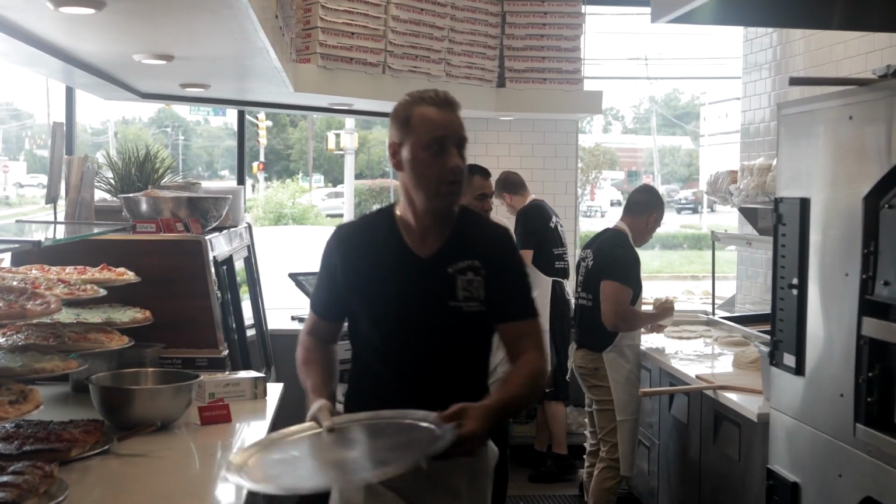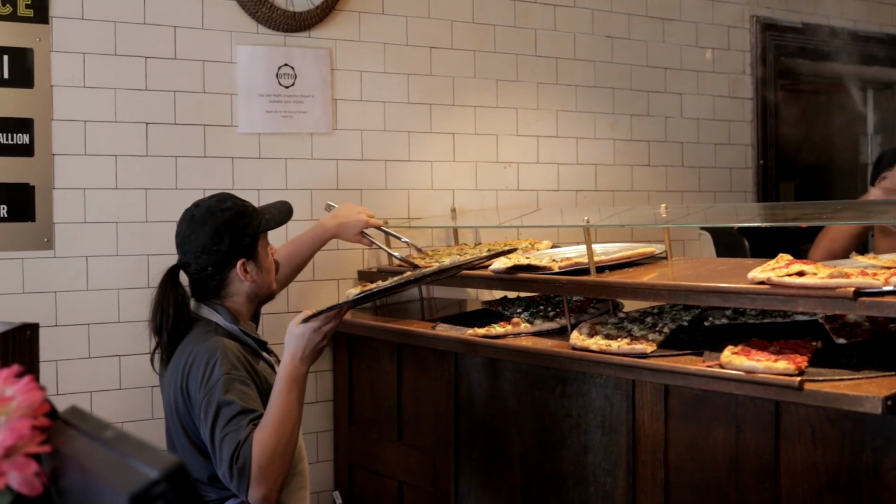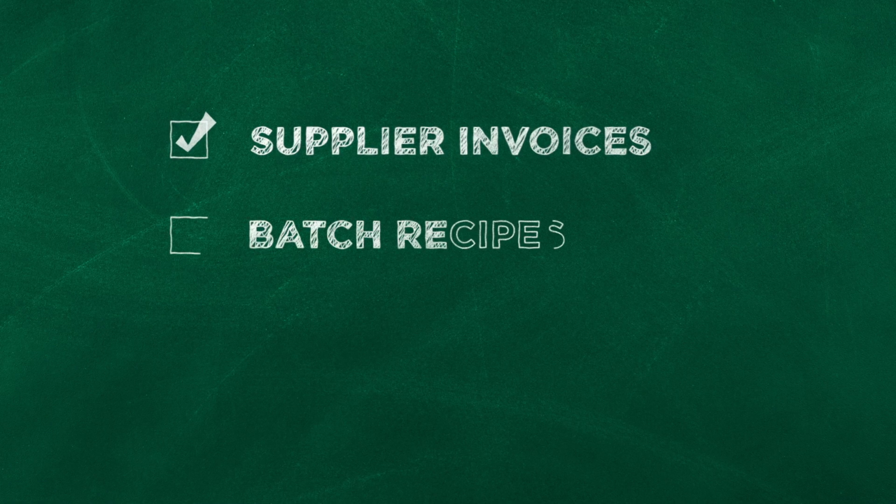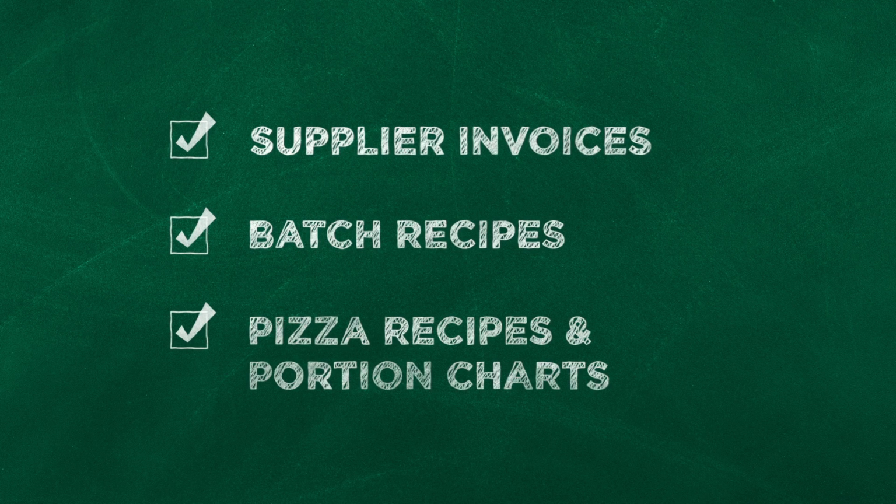Before you start using the app, you will want to have the following information readily available: current invoices from your suppliers, batch recipes for your pizza sauce and dough, pizza recipes and portion charts. If you do not have portion charts created, be sure to accurately measure the portions that you are using on your pies. Having these resources in hand will ensure an easy process for entering your information.